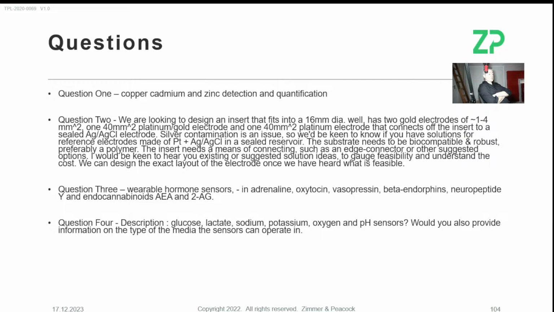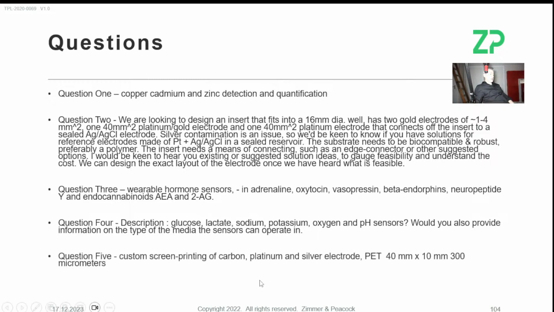Question number 4, glucose, lactate, sodium, potassium, oxygen, and pH. They love liquid samples. For every liquid sample, there's still some development work. So if it's going to be blood, we have to calibrate them for blood. If it's going to be urine, we have to calibrate them for urine. And if you want to roll out quickly, then the SensiAll platform is definitely the platform for you.